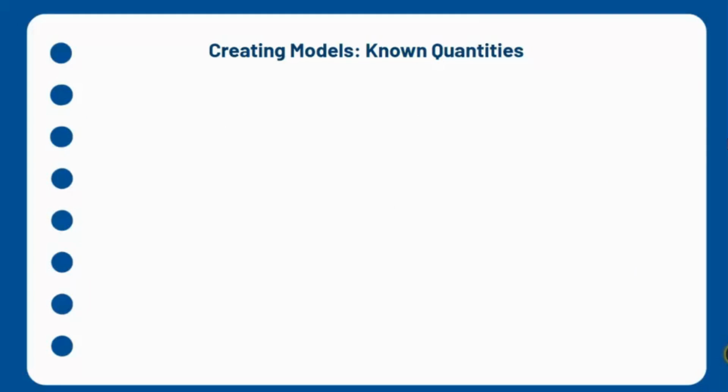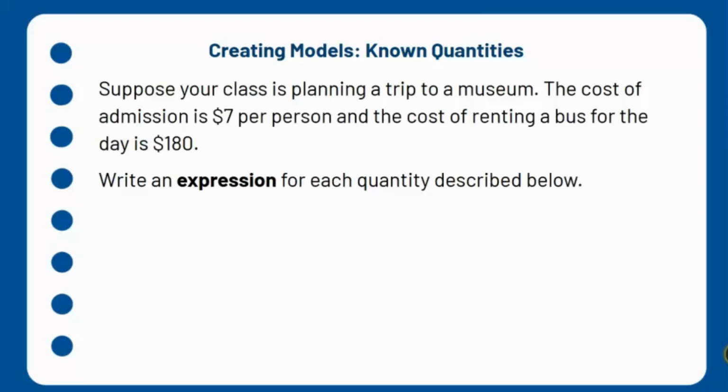Similar to this video, you'll begin by creating models where the values are known and move towards models where the quantities are unknown or can change. Let's take a look at an example. Suppose your class is planning a trip to a museum. The cost of admission is $7 per person, and the cost of renting a bus for the day is $180. Write an expression for each quantity described below.